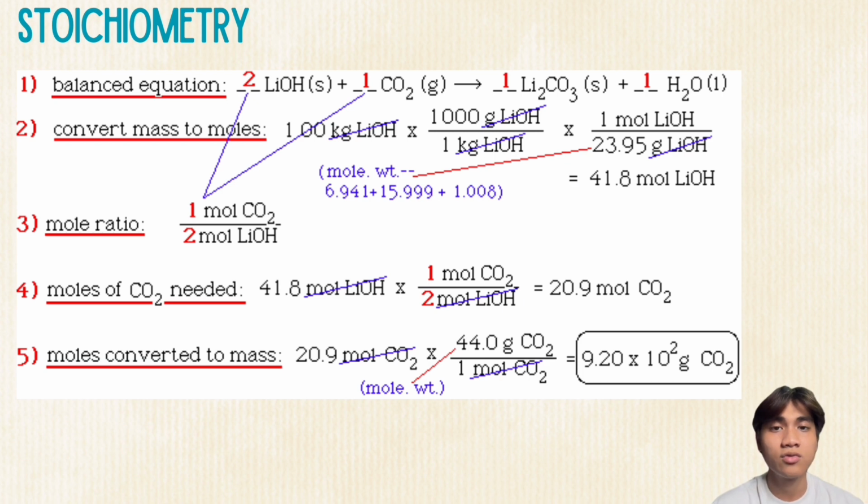After that, we need to convert the mass to moles. After converting, we get 41.8 mole lithium hydroxide. Then, perform mole ratio and then calculate the unknown carbon dioxide moles needed, which we get 20.9 mole. The last step is convert the moles of carbon dioxide to mass and the final answer is 9.2 multiplied by 10 power of 2 gram carbon dioxide.